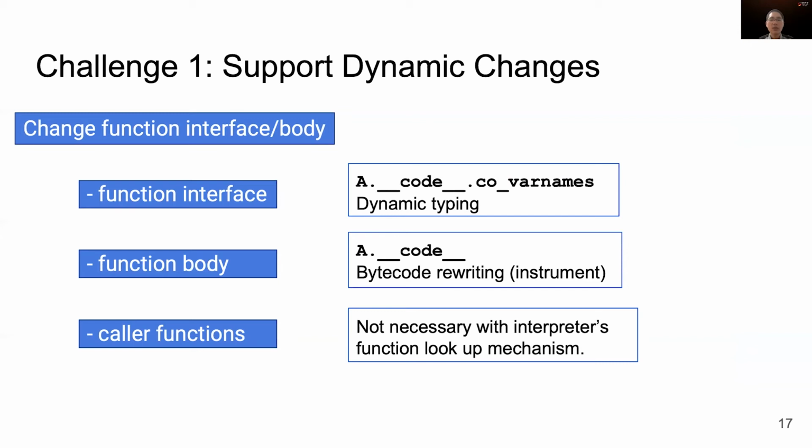Another question is how to deal with the caller functions when callee is changed. For changes that only modify callee function bodies, PYLIVE needs not to change the callers. This is because Python function calls are made by function names instead of addresses. Every time a function call happens, Python interpreters translate its name into address by looking up its metadata.